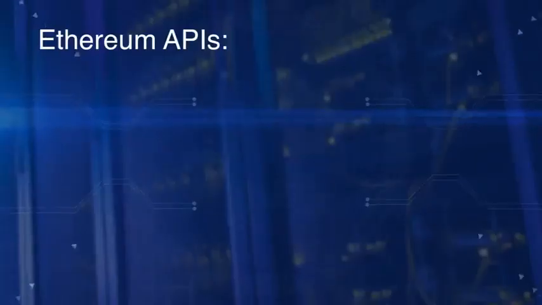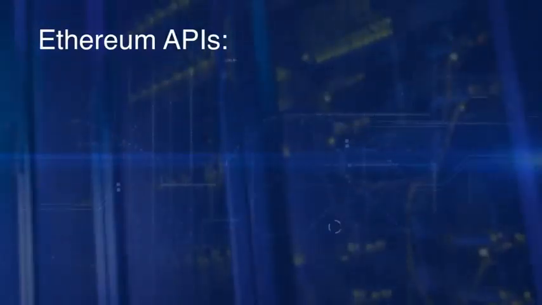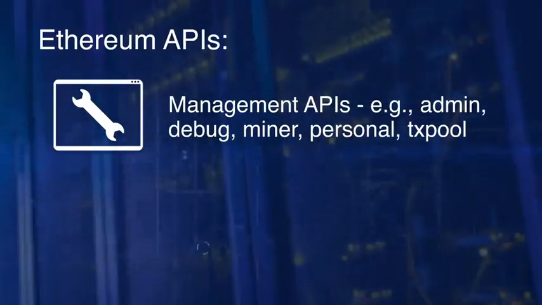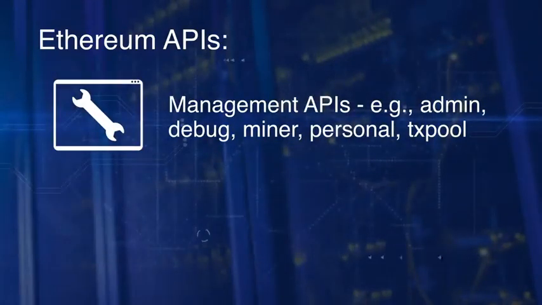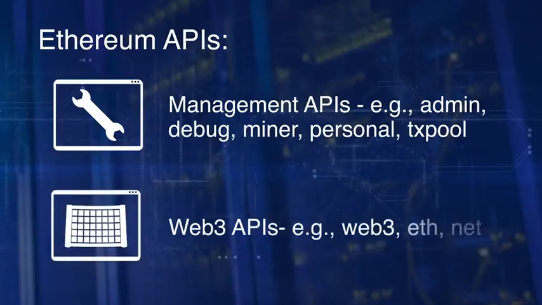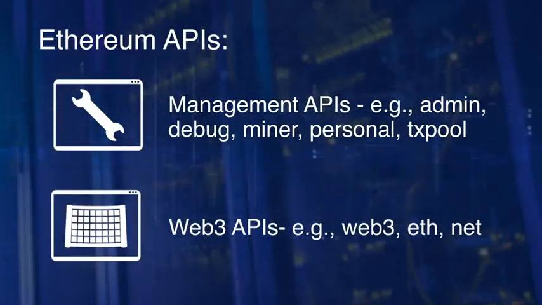There are two major categories of APIs. The first one is the management APIs that includes admin, debug, miner, personal, and txpool. They support methods for management of the geth node. The second one is the Web3 API: web3, eth, and net. They support methods for development of DApps. Next, we'll examine each of the APIs in detail.